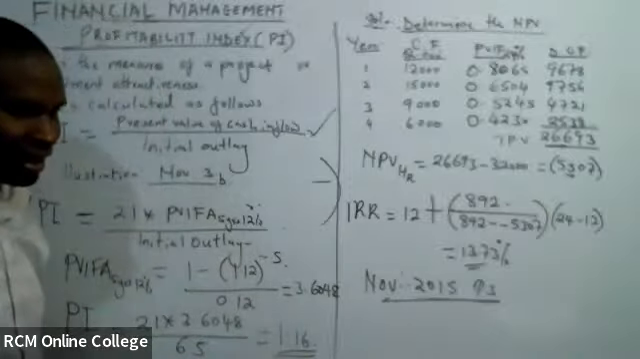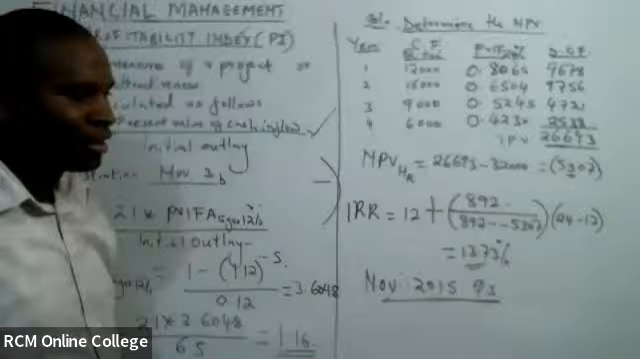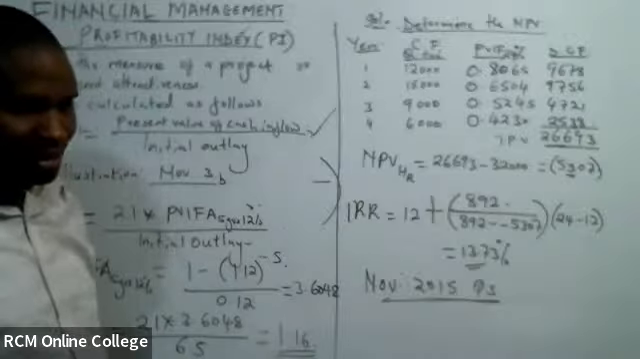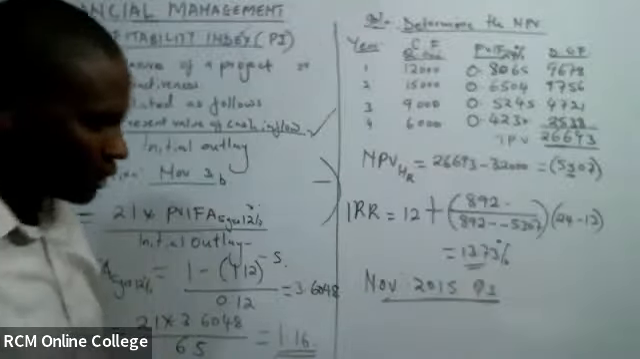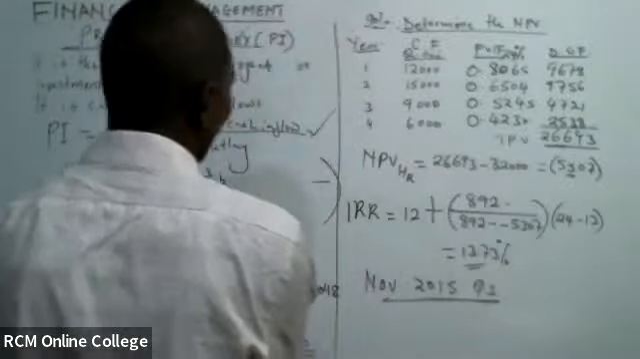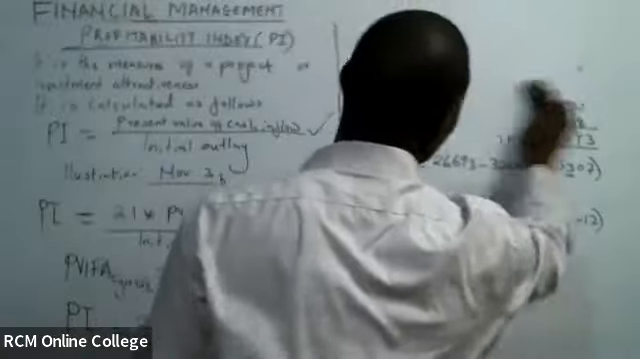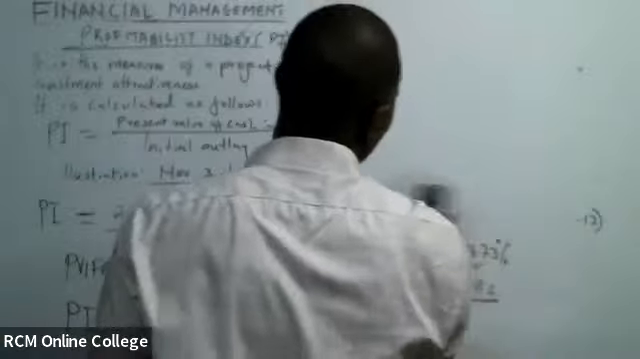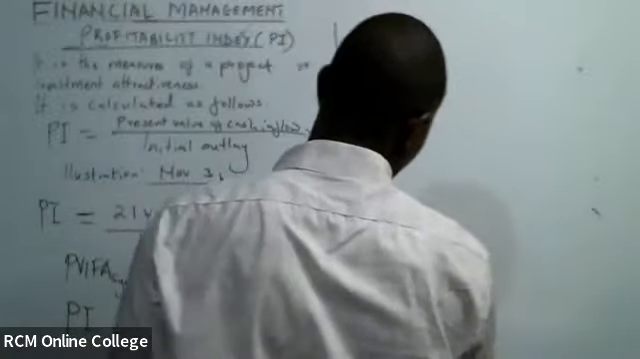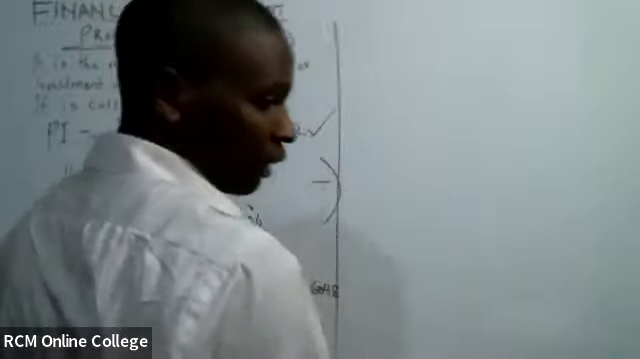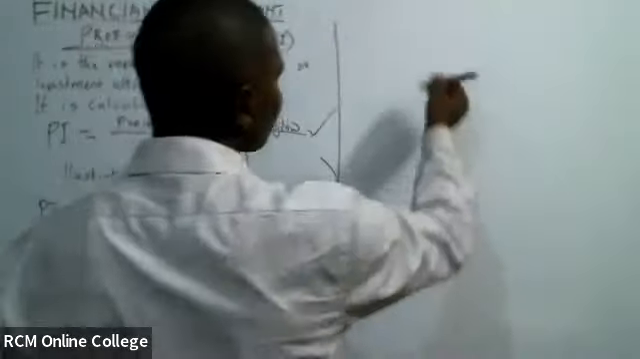Hope you understand. And then, please, I would like you to tell me, what should we do to this project? Should we accept? Yes, because the PI is greater than 1. Let's go to the next one, which is discounted payback period. Hope that you remember the definition of the payback period. Discounted payback period.